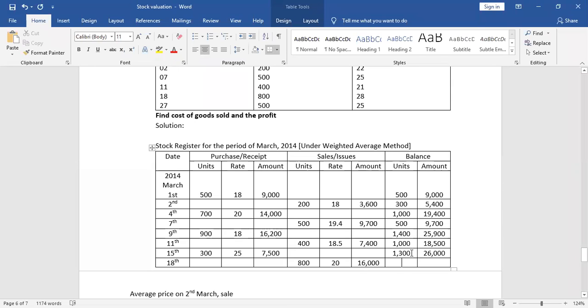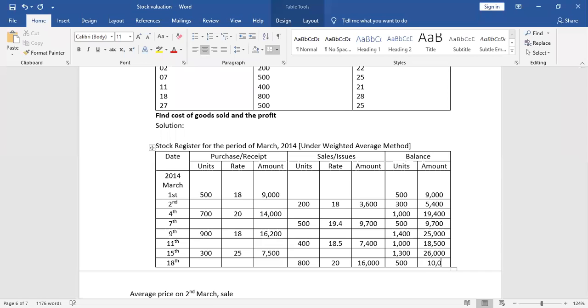Now what is the balance? Out of 1300, 800 units we sold. So how much balance is left? Balance is how much? 500. Right? I'm sorry, balance is 500. And how much is this?